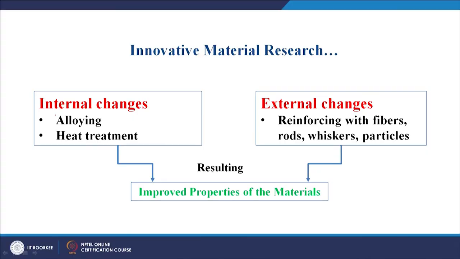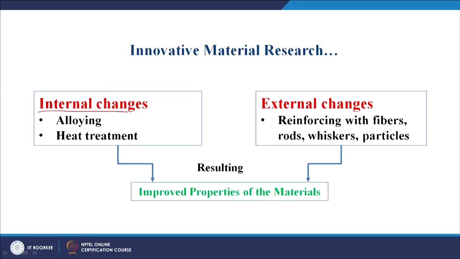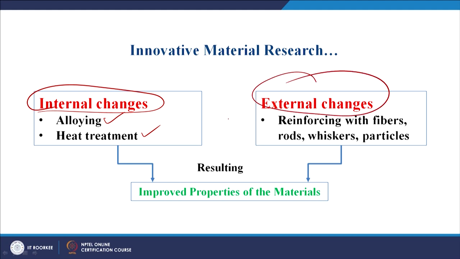Now, how can new materials be developed? Let us see. We can make some internal changes in the materials, which can be alloying or heat treatment, or there can be some external changes, which will lead to the composite materials, which I have already written there in the previous slide also.